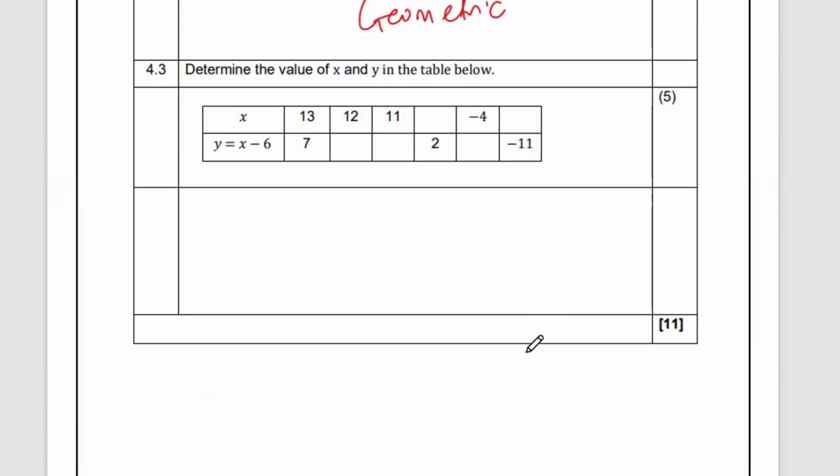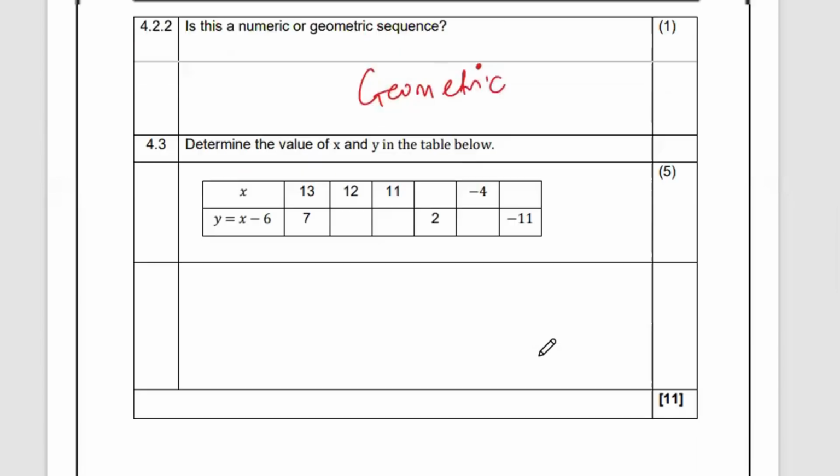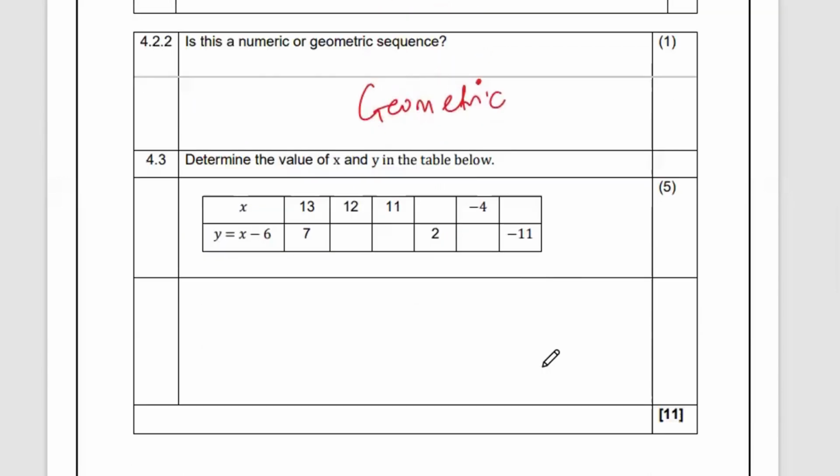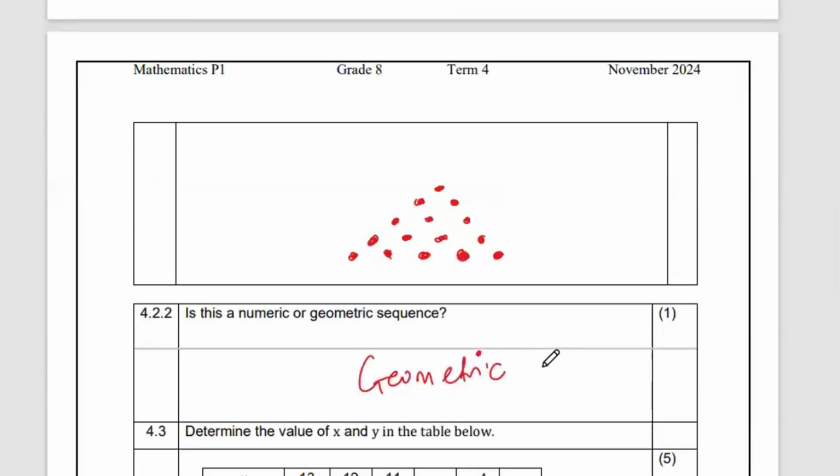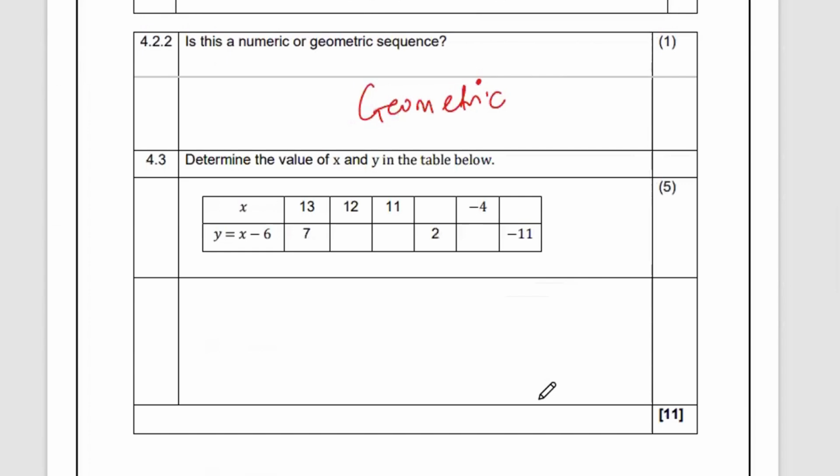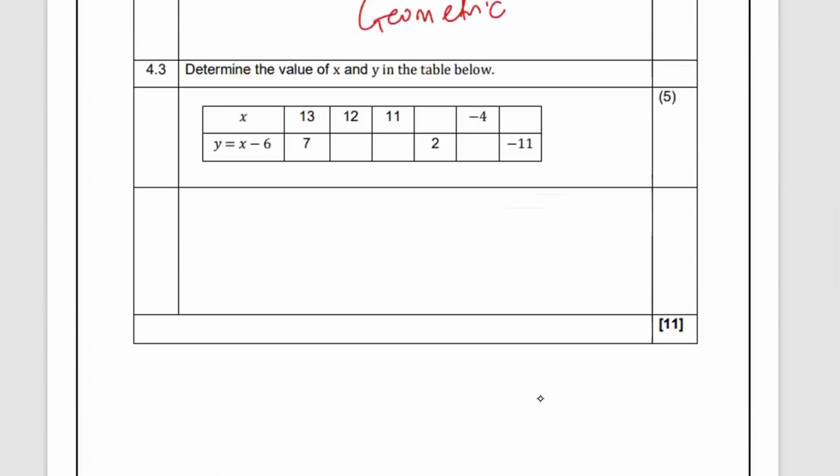4.3. This falls under the functions. 4.3 is functions. 4.2 was number patterns. Okay, so we must use the rule. So this one is going to be our input, and then this is our output. Okay, so we know that 13 minus 6 gives us 7. So what is 12 minus 6? Okay, that's going to give us a 6. And then 11 minus 6, that's going to give us a 5.